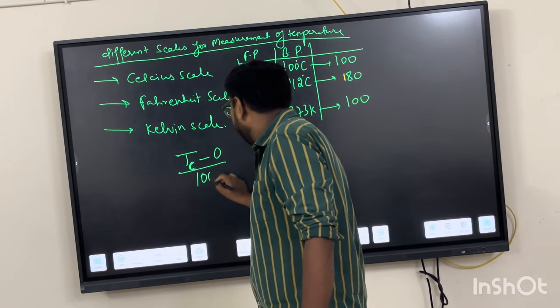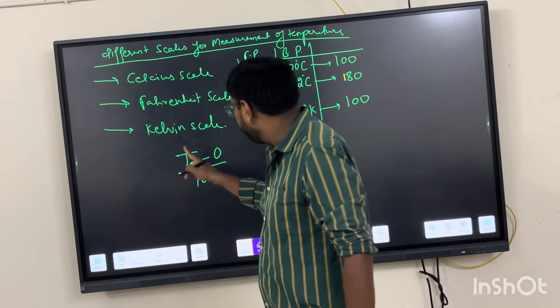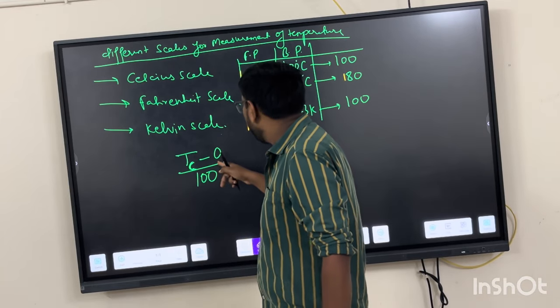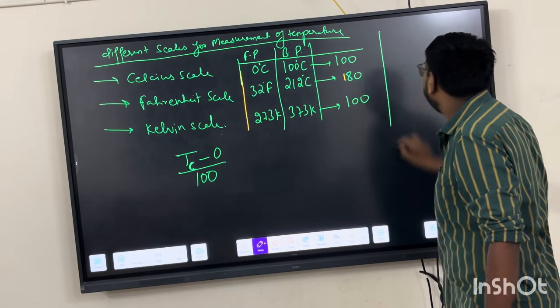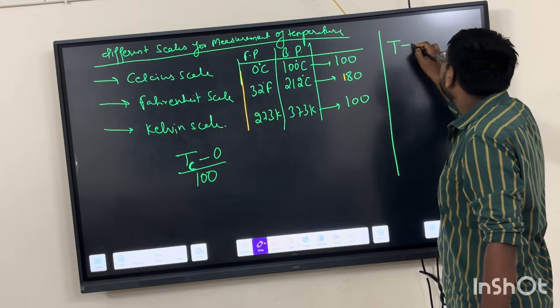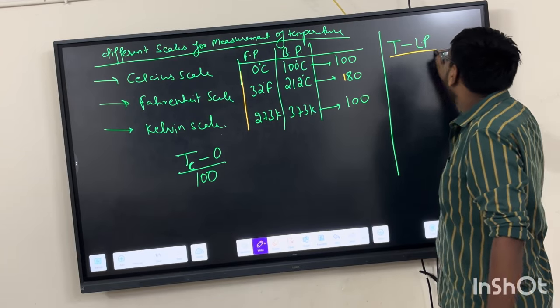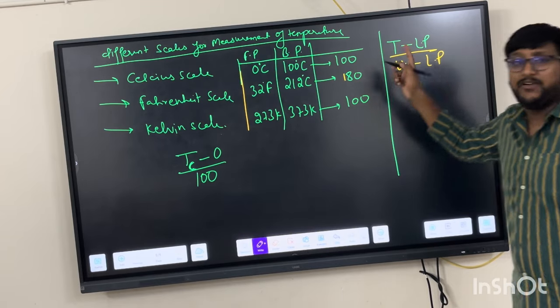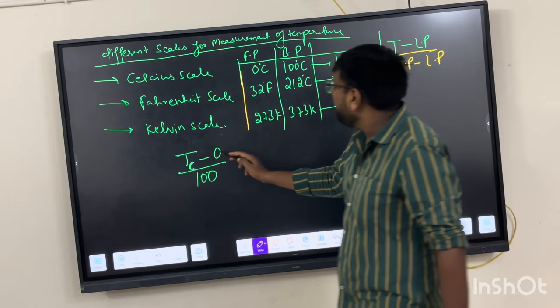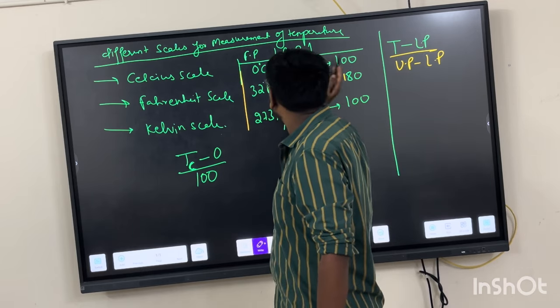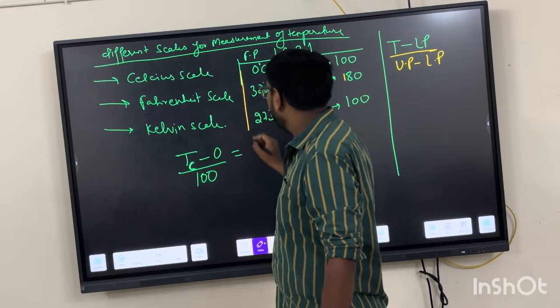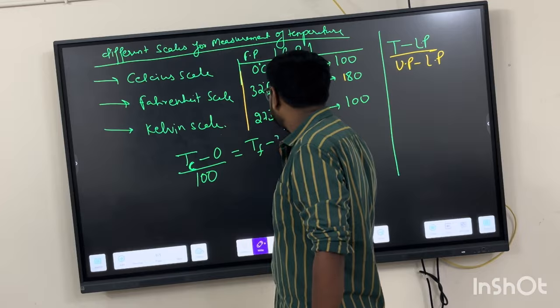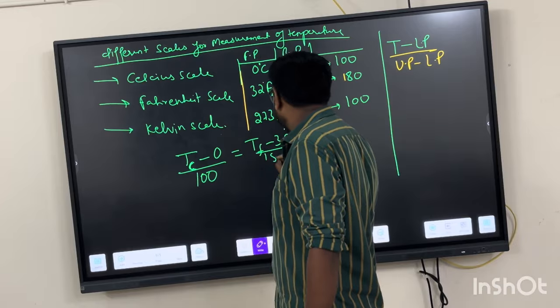The difference between their readings is 100. So (Tc minus freezing point), or we can say it like this also: (temperature minus lower point) divided by (upper point minus lower point). This is the basic fundamental that we are writing. So Tc minus freezing point, divided by the difference, which is 100. Similarly for Fahrenheit we will write (Tf minus 32) divided by 180.